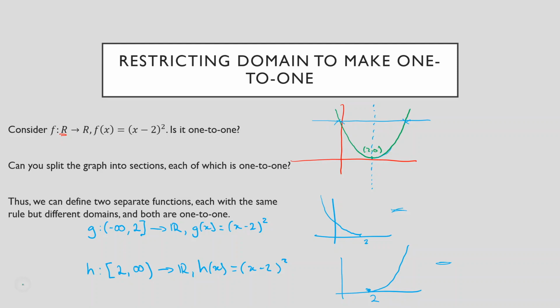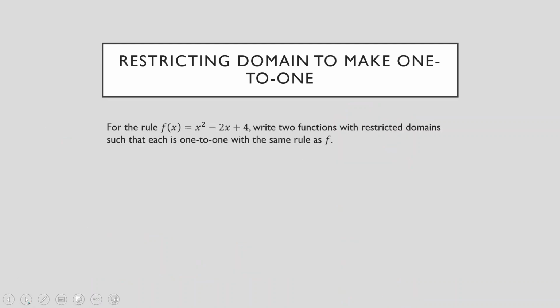So let's have a look at another example. We've got another parabola. We've got f of x equals x squared minus 2x plus 4.